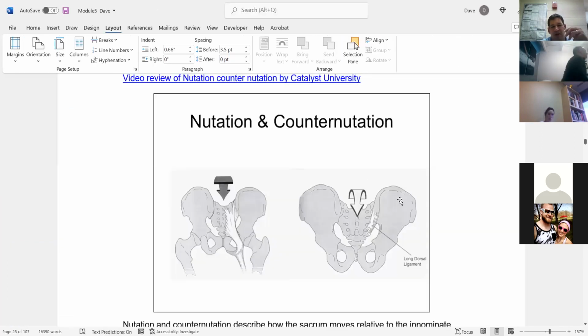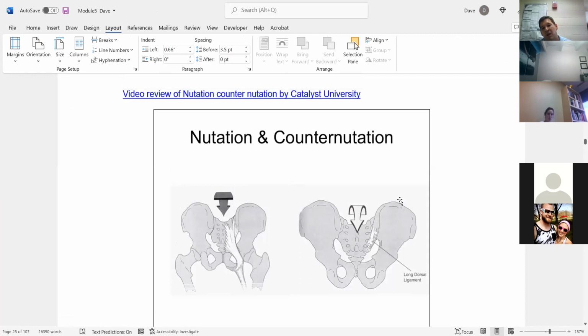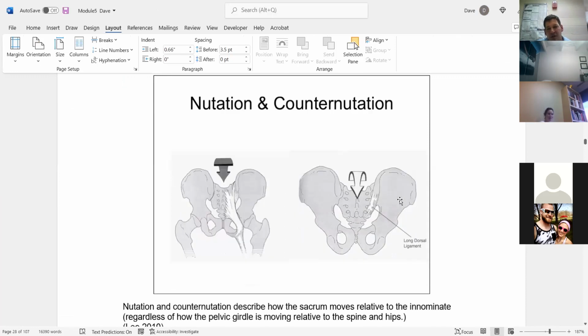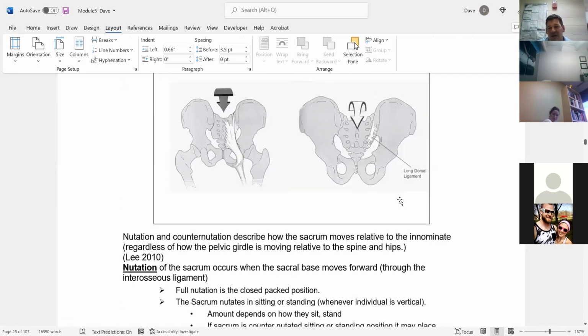We'll switch gears a second here, because I want to go over, and I'll send you those slides on flexion and extension, the biomechanics. But with sacrum nutation, counternutation. So let's have a little fun here.